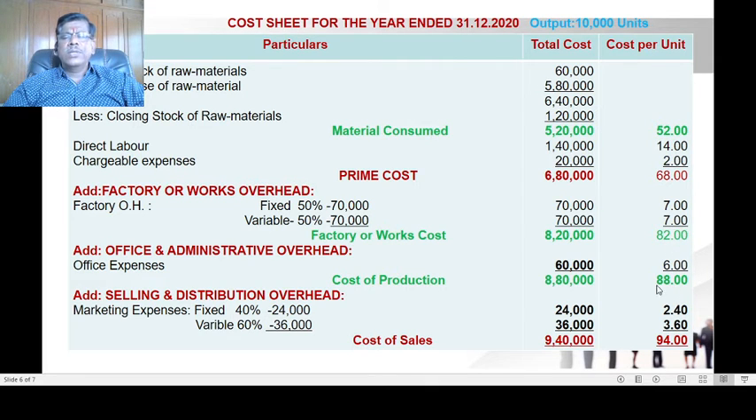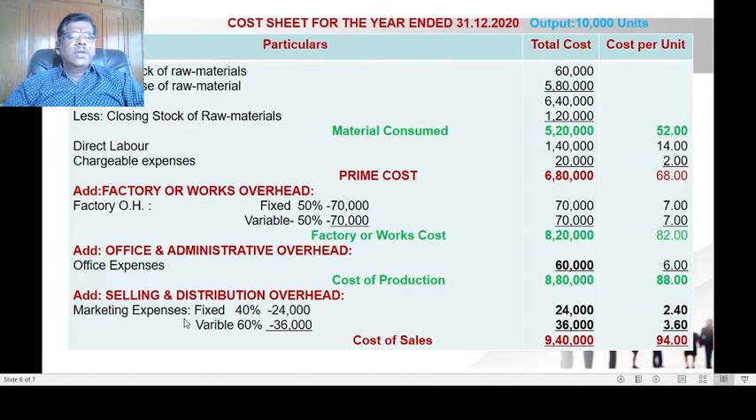That is the per unit cost. Then 8,20,000 plus 60,000, you will get 8,80,000. It is the total cost of production. Then the per unit cost is 88 rupees. Then selling and distribution overhead is also being added.